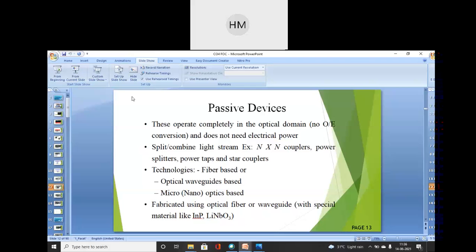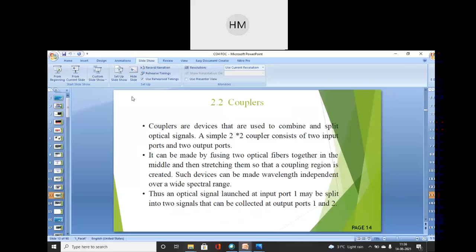Passive devices: couplers, splitters, optical waveguide based. What is a coupler? Write down the heading coupler and write down in this. Couplers are devices that are used to combine and split optical signals. Two roles of coupler are there: to combine and split.